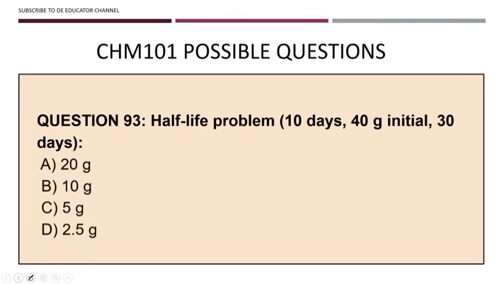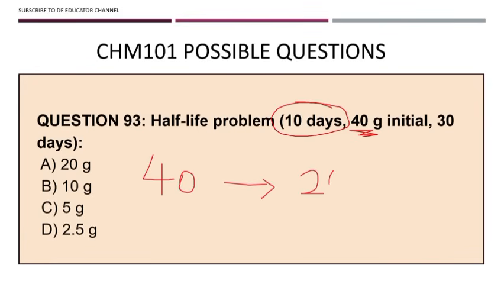Okay. This is a half-life problem, and this is it. The half-life of a particular substance is 10 days, and it is 40 gram. After 30 days, what will it be? Calculation of half-life is very simple, which means after 10 days, this 40 is going to be half, right? So it's going to be 20. After another 10 days, it will be half again. That will be 10. How many days now? 20 days, right? Then on the 30 days, this 10 will now be 5. So the correct answer is 5.